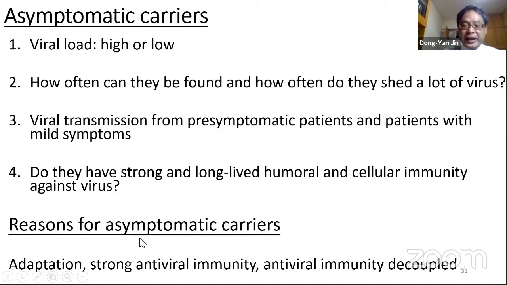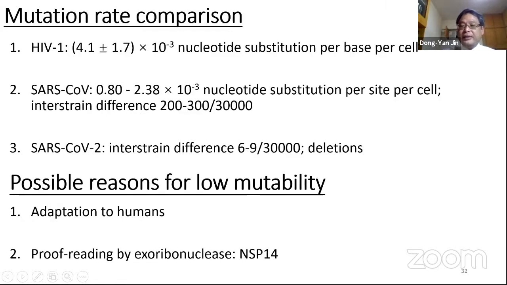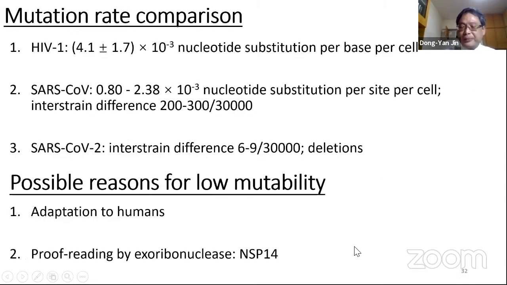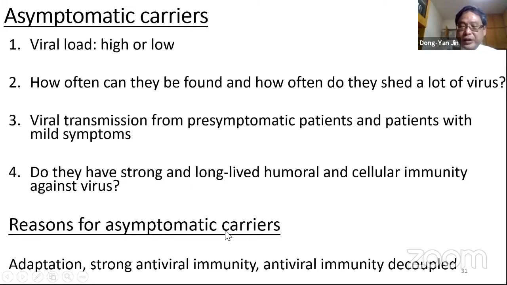And by studying the viral infection in bats, we can understand that this is the result of adaptation. There are two possibilities that could explain the presence of asymptomatic carriers. One is a strong antiviral immunity, for example, a very strong interferon response, or the antiviral immunity is decoupled, as in the case of HIV in chimps and sooty mangabeys, where the antiviral T cell response is decoupled. That is to say, the viral replication can go to very high levels, but there is no robust T cell response. So these could be the reasons for the asymptomatic carriers.